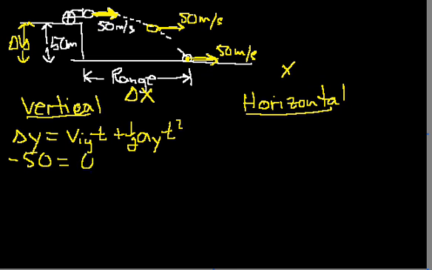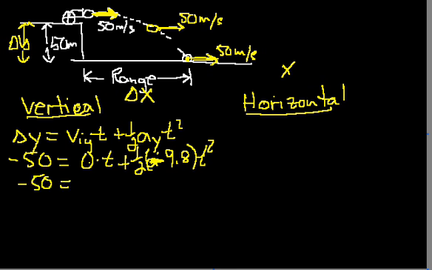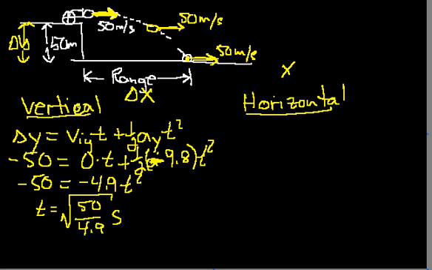So this initial velocity is 0 times time, plus 1/2 the acceleration in the y direction, which is negative 9.8, times t squared. So we're going to solve this formula. Negative 50 equals 0 times anything, which is 0, plus negative 4.9 t squared. Where did you get the 4.9 from? 1/2 of 9.8 is 4.9, and it's negative 9.8 there. So my time, when I solve this, is going to be the square root of 50 over 4.9, and that's in seconds.